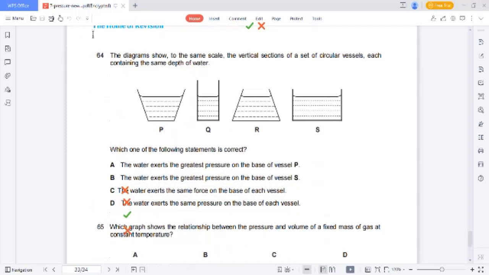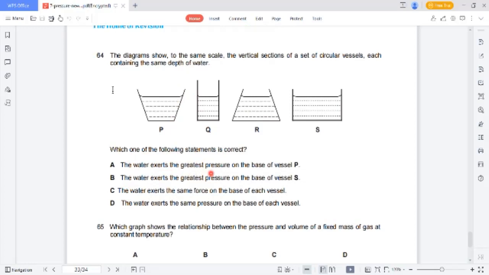The diagram shows, on the same scale, the vertical section of a set of circular vessels, each containing water to the same depth. So this depth, this depth, and this depth, H is the same in each. Which one of the following statements is correct?